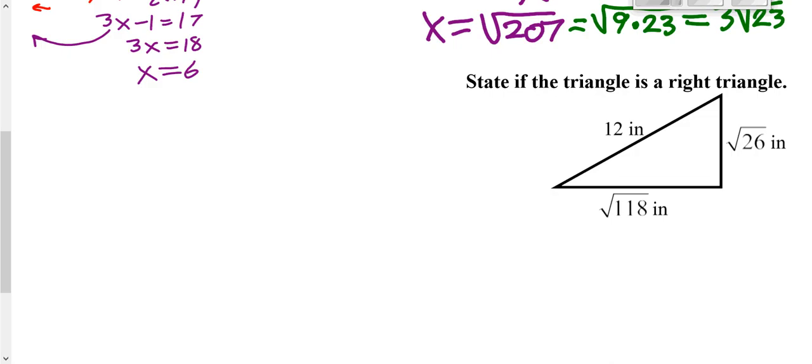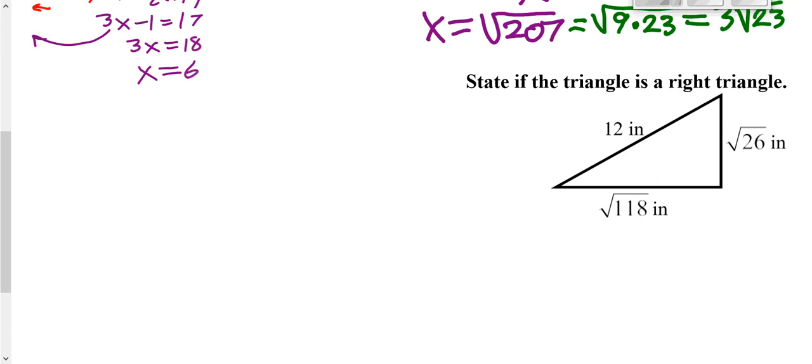So basically here we're doing the converse of the Pythagorean theorem. We're trying to decide if this is a right triangle. So you have to go the shortest side squared plus the second shortest side squared equals your longest side squared. We can't say leg squared plus leg squared equals hypotenuse squared because we don't know if it's a right triangle. So you need to figure out the shortest side and then the second shortest side.